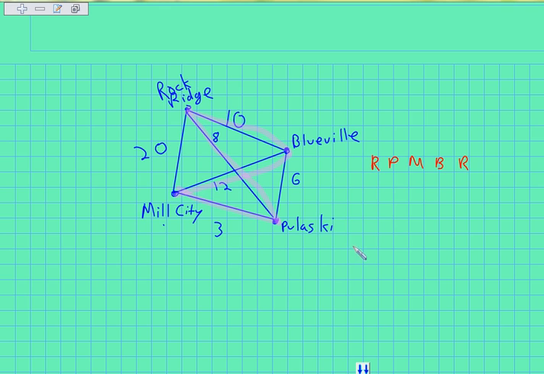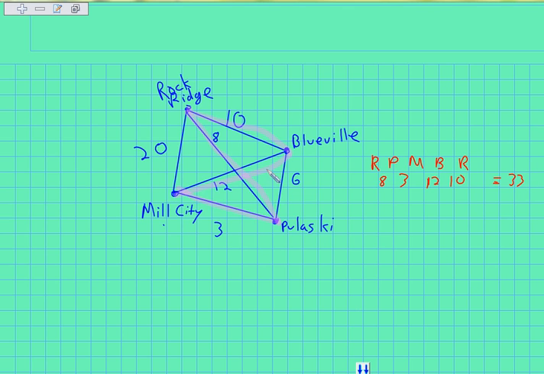Well, let's look at that. That path was 8 miles long. Pulaski to Mill City, we said that was 3 miles long. Mill City to Blueville was 12. And back to Rock Ridge was 10. Okay, so we would say that that Hamilton path, Hamilton circuit, has a weight of, let's see, this is 11 plus 12, which is 23 plus 10, so 33.